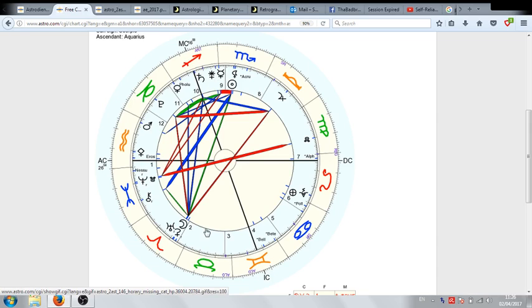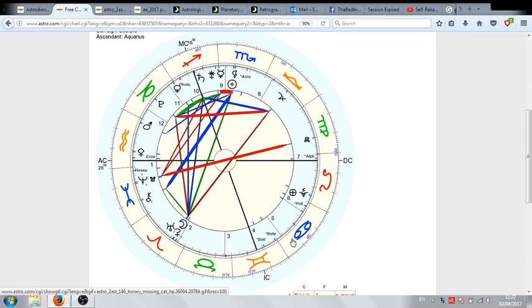And then the next thing we do is we look at the house which rules the actual thing that's lost. In this case, it's the cat. The sixth house symbolizes pets. So this proportion over here is the sixth house, and it represents the cat itself. The ruler of the sixth house cusp is here, this line here.